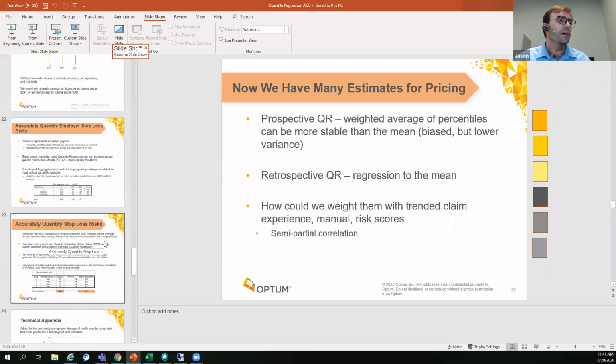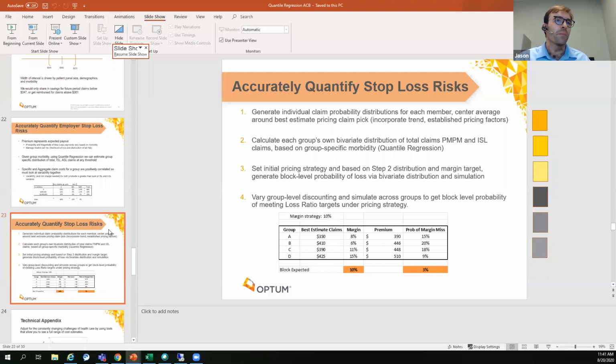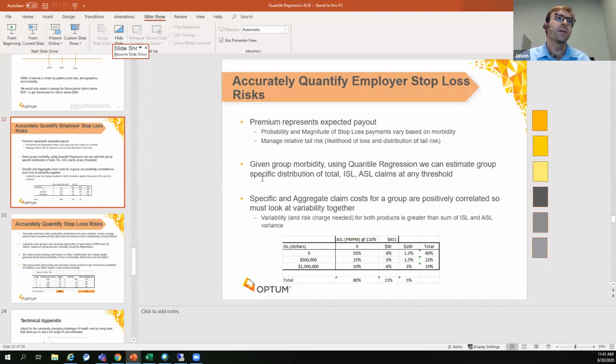So let me talk a little bit more about stop loss real quick. For both individual stop loss and aggregate stop loss, you can quantify, at the different percentiles, what the whole distribution of risk looks like, and therefore where you want to set your premium in order to control your probability of loss.